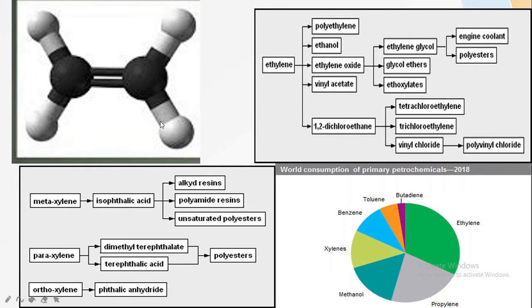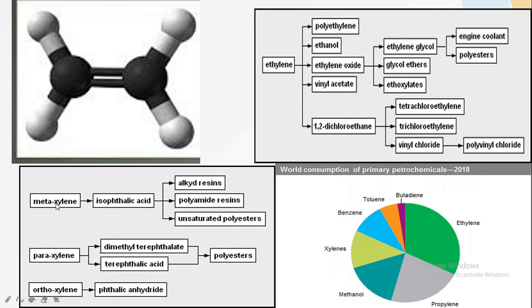Ethylene products. This is the structure of ethylene. Ethylene is going to be converted into polyethylene, ethanol, ethylene oxide, vinyl acetate and 1,2-dichloroethane. Then ethylene glycols are there, and they are converted into engine coolant and polyesters. Similarly, 1,2-dichloroethane is going to be converted into tetrachloroethylene, trichloroethylene and vinyl chloride, and they are going to be converted into polyvinyl chloride, PVC.